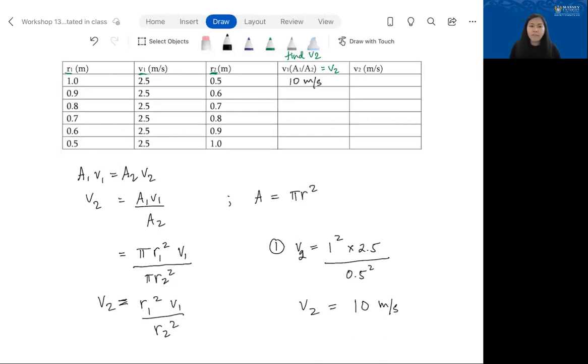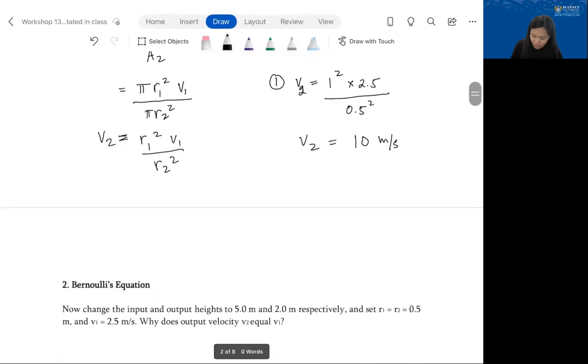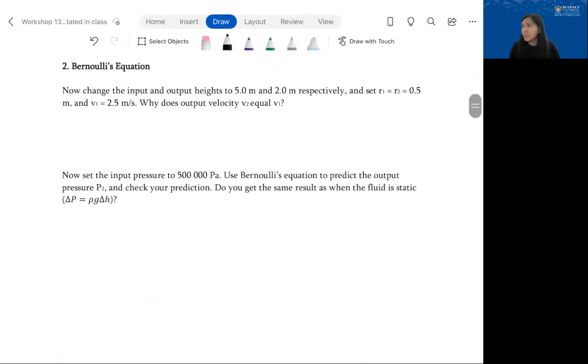And if you go to the simulation and you enter the values for R1, V1, and R2, then you should also get 10 meters per second for V2 from the simulation. You won't do that now because of lack of time, but you can do that later. All right. Okay, sounds good. And it's the same trick for all the other rows in the table. So you can just do that as practice later on.